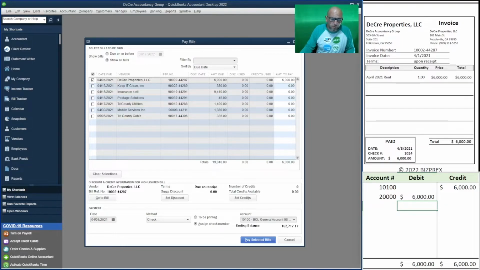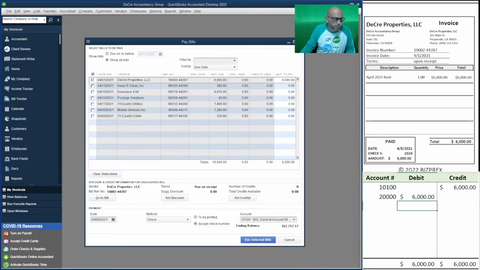Now, the action of paying the invoices involves only these two accounts. It involves accounts payable, which will always be debited by various amounts, and our bank account, which we use to pay it. In this case, the bank account will be credited because it's an asset. That's the transaction. All right, let's go ahead and pay it. Selected bill, this 6,000 right here, will become a debit to 20,000 and a credit to 10,100.